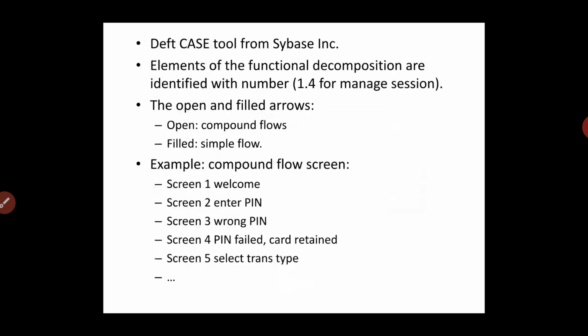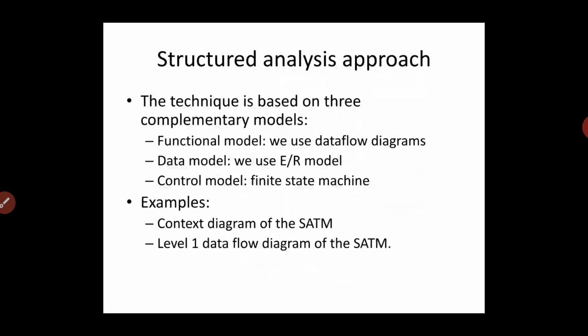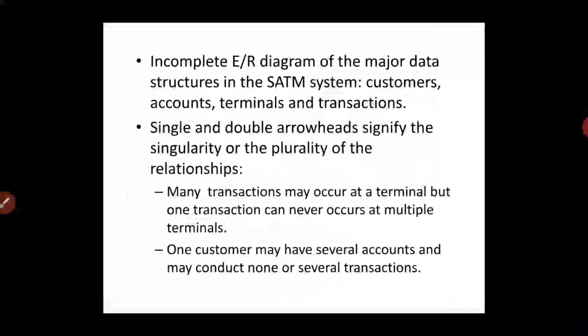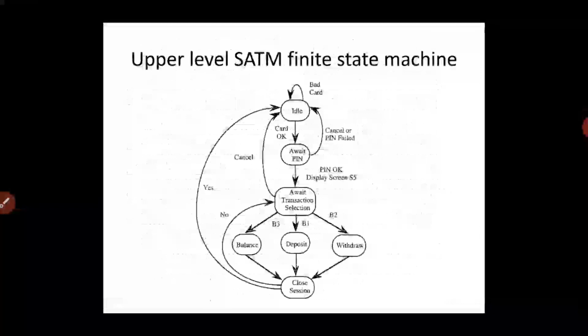In this slide we mentioned that if you want to follow the functional model, we use the data flow diagram. For the data model we use the ER diagram. For the control model we actually use the finite state machine. Okay, in the structural approach, right? So in this finite state machine, you can see here, this is actually a finite state machine.